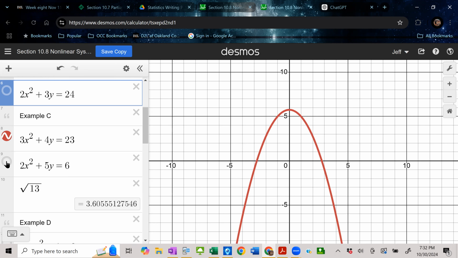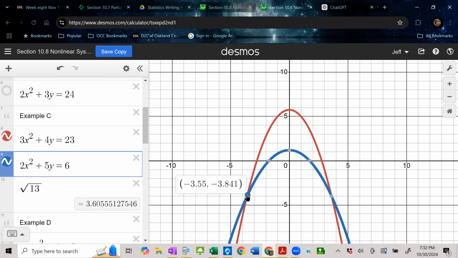So a couple more parabolas. We will change things up a little bit. Looks like there's 2 points of intersection, but they're not really nice points, are they? So let's copy those equations down and work through example C. So we got 3x squared plus 4y equals 23, and 2x squared plus 5y equals 6.